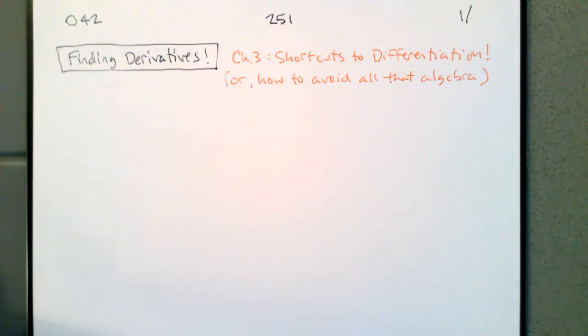But now we want a more mechanical thing. We want to be able to find derivatives without having to use the entire definition of the derivative to do it. So today we're going to start introducing some shortcuts to differentiation. And we're going to start with the big one.